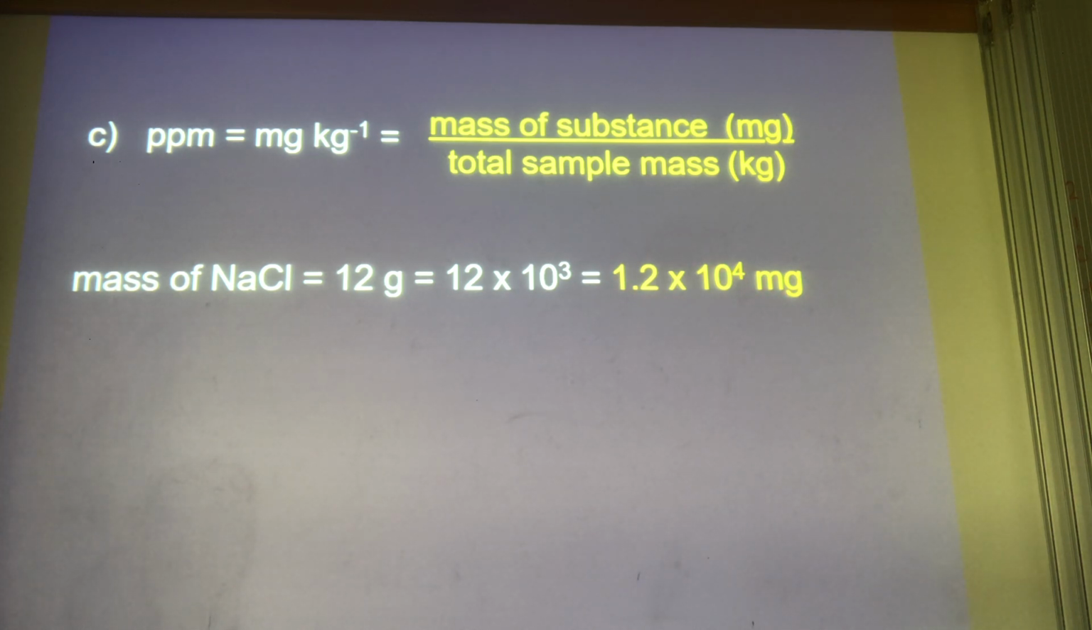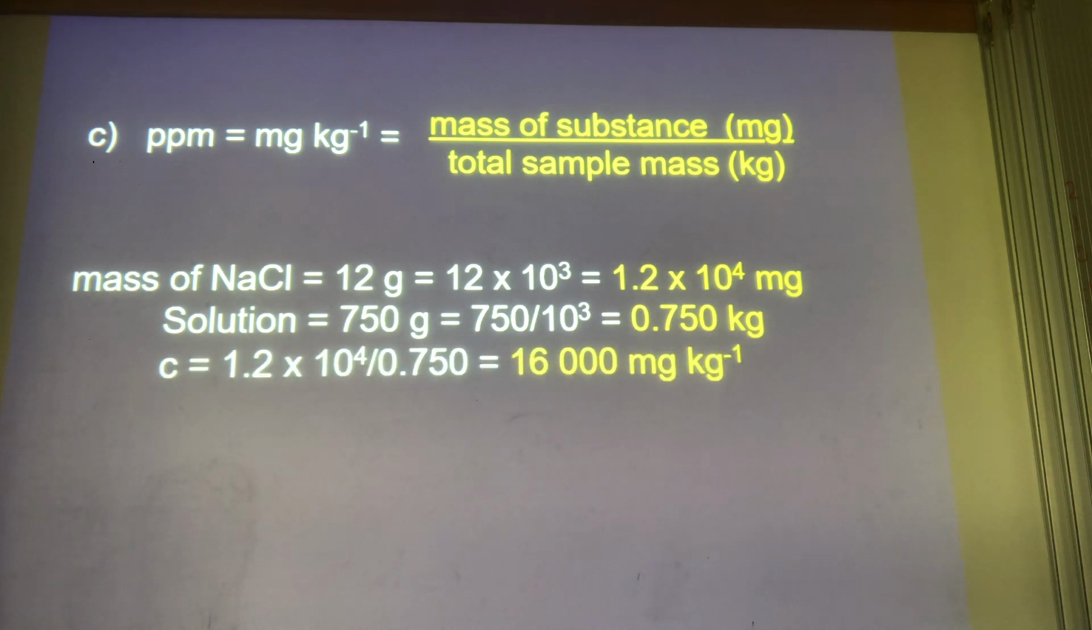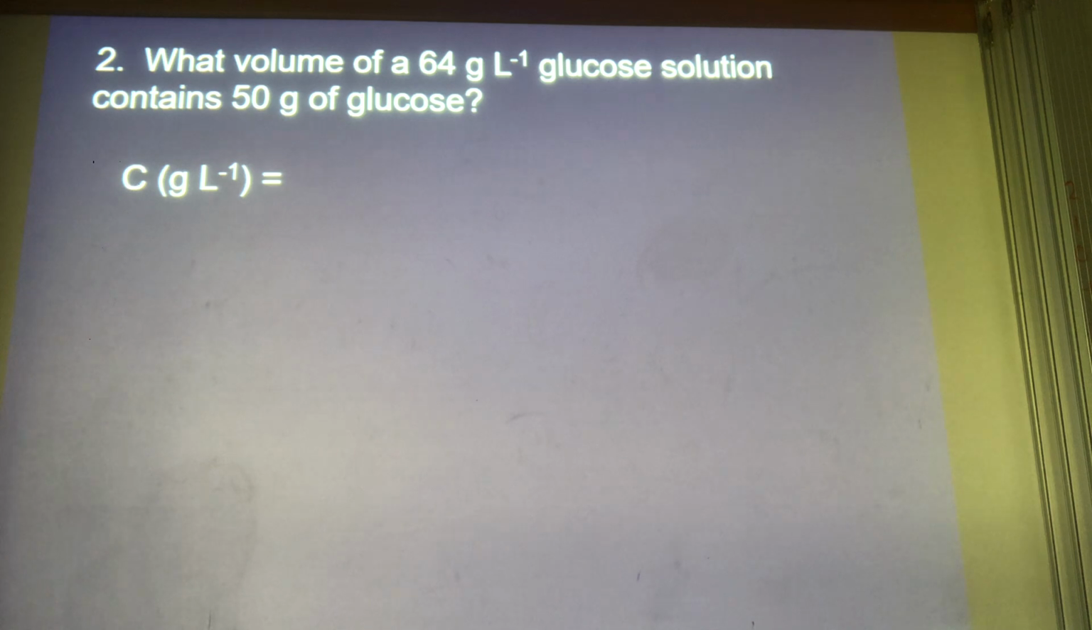What about our sample mass in kilos? Well, from the previous step, we had our solution weighing 750 grams. We need to convert that into kilos. So grams to kilos is divided by 10 to the power of 3, 0.75. Now we just plug those numbers into the formula, and what do we get? 16,000 milligrams per kilo, which is 16,000 parts per million.